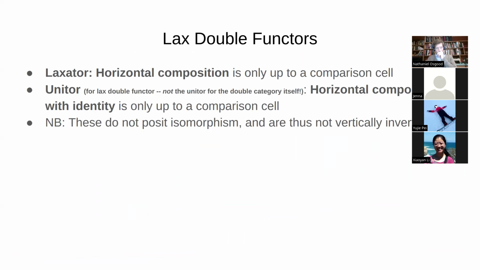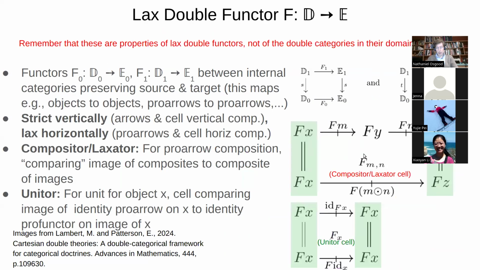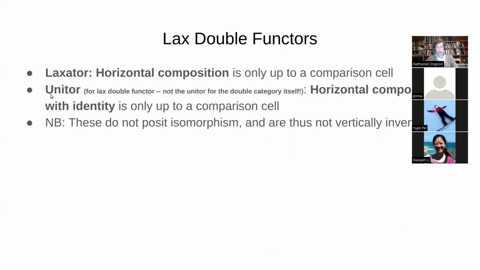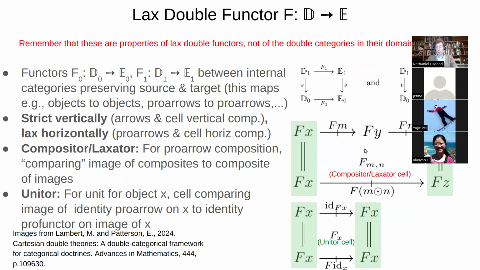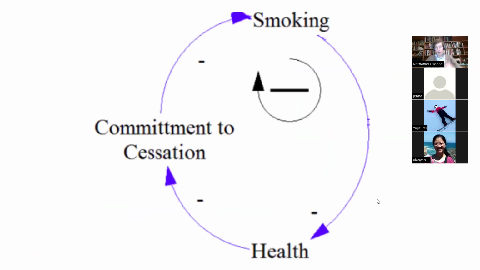Okay, so I want to remind us that for lax double functors, horizontal composition is only up to this comparison cell, this one here, and for unitors, horizontal composition with identity is only up to a comparison cell. Vertically, it's all strict. These are also not just isomorphisms; they're up to this sort of cell, which Kevin Carlson describes as a map from the composite of the images to the image of the composite, and I'll often fall into that too. So we're going to be using as our example of encoding a model of a double theory causal loop diagrams, and I think it'll be quite instructive.